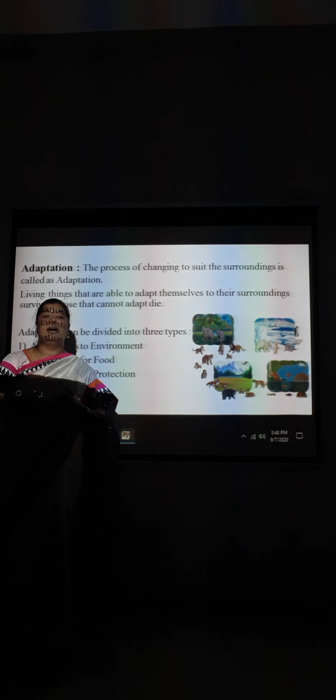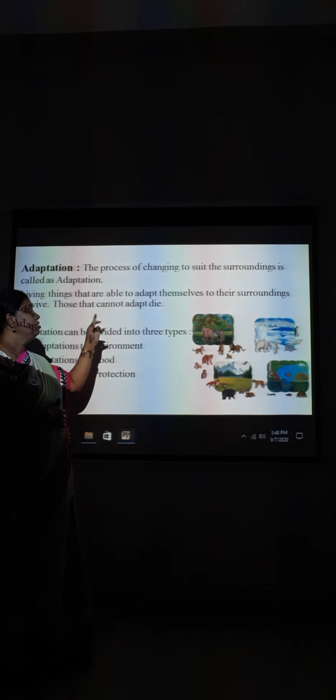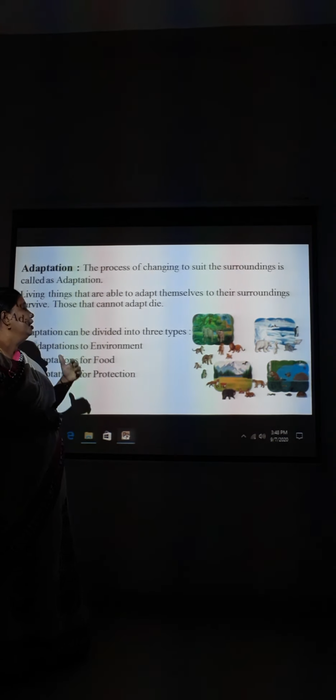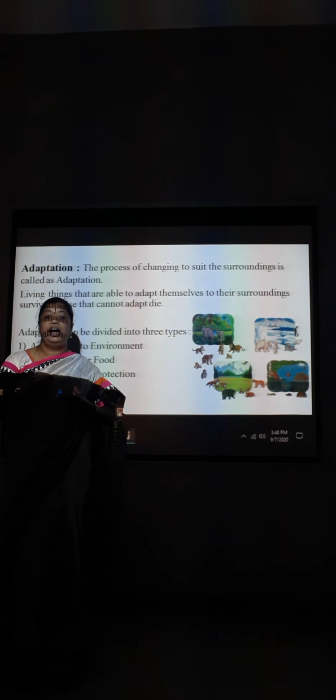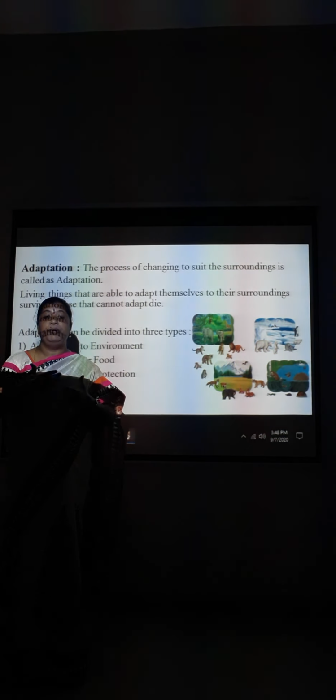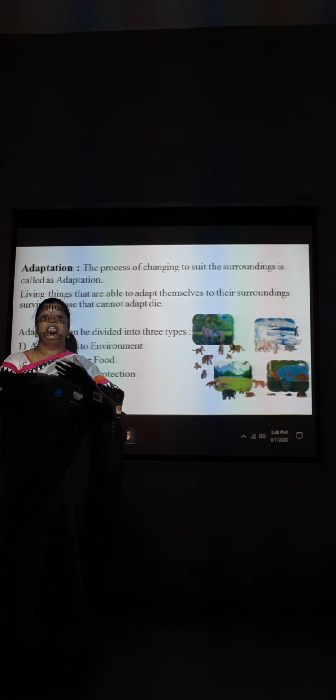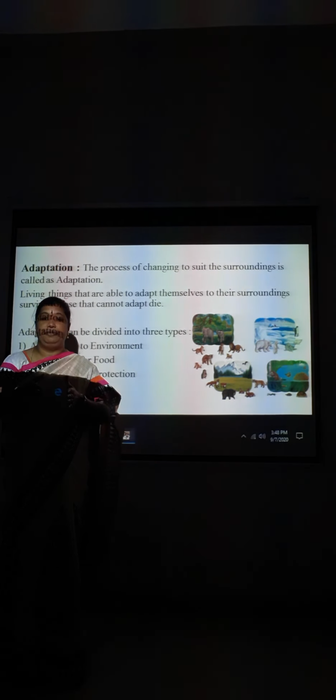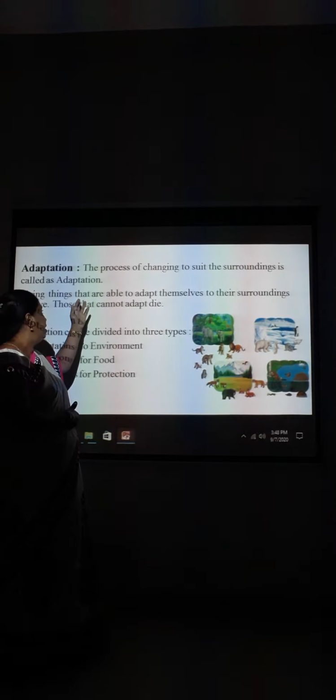The main thing is, first of all, animals need to adapt themselves. So what do you mean by adaptation? Adaptation is the process of changing to suit the surrounding environment. How are they going to change according to the present environment, according to the required conditions? Because the environment changes, the climate changes, the weather changes. So depending upon the changing weather and climatic conditions, the animals tend to change their own nature. That is what is called adaptation.